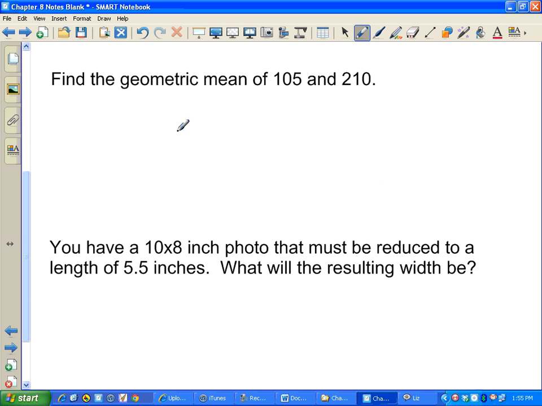Find the geometric mean of 105 and 210. 105 over something is the same as that same something over 210.